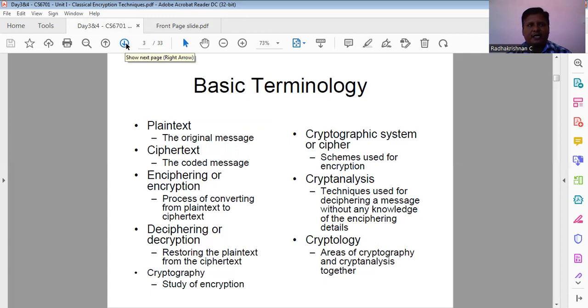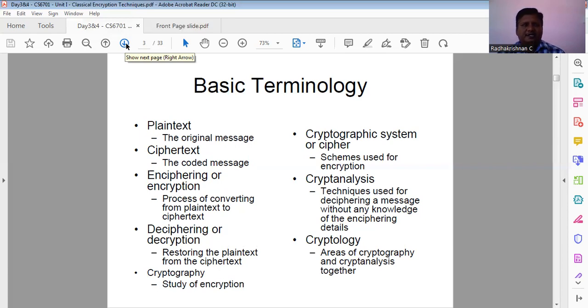Encryption, enciphering or encryption process. What is the meaning of encryption? The process of converting your original message into coded message is called encryption or enciphering. Similarly, deciphering or decryption is nothing but restoring the original message from the coded message, or converting the coded message into original message.